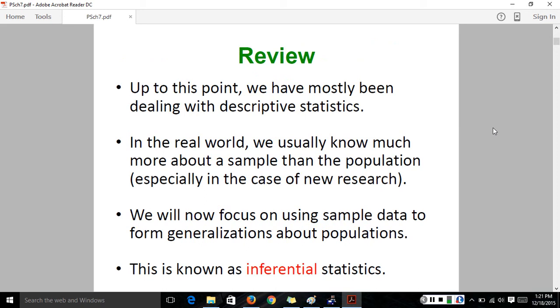Well, up to this point, we've mostly been dealing with descriptive statistics, statistics that describe populations or samples. In the real world, we usually know much more about a sample than the population, especially in the case of new research. Otherwise, why would you research it? We're now going to focus on using sample data to form generalizations about populations, and that's called inferential statistics. We'll make inferences about an entire population based upon the sample data that we know.